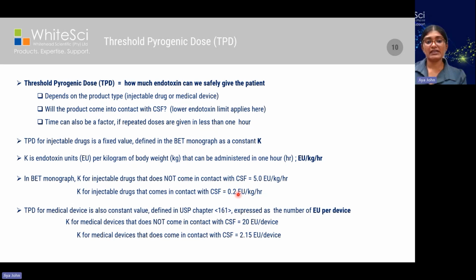Now for medical devices, they have defined their constant as EU per device. So the K for medical devices that do not come into contact with CSF is 20 EU per device. And the K for medical devices that come in contact with CSF is 2.15 EU per device.